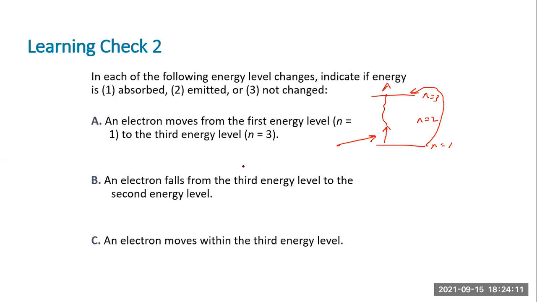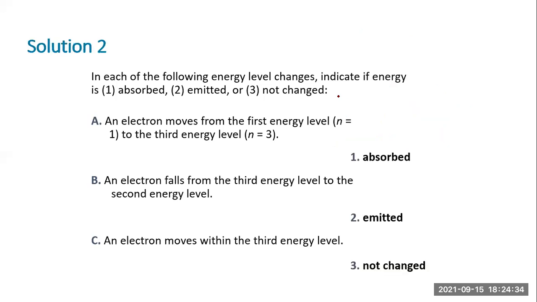Electron falls from that third energy level back to the second energy level. Again, in order to come down in energy, you have to give off the energy in terms of a photon of light, and that would be emitted. And an electron moves within the third energy level. So if you have an electron that's just hanging out there on the same floor, there's really going to be no change that occurs there. Again, it's not transitioning from one energy level to the next. So there really would be no change in the energy. Any questions on those there?